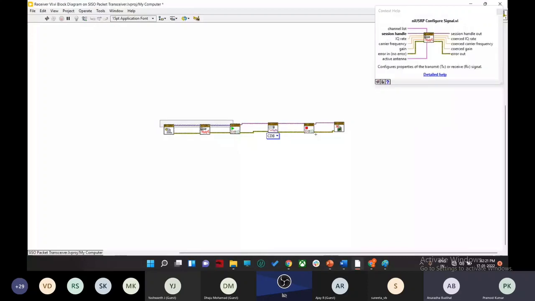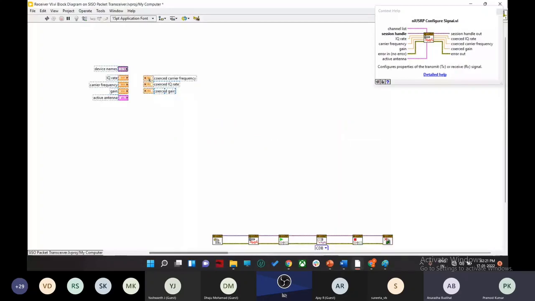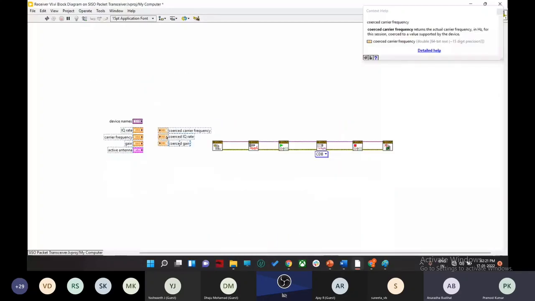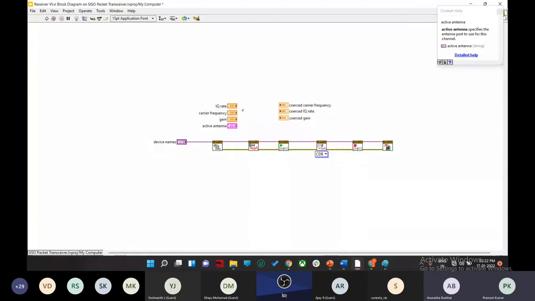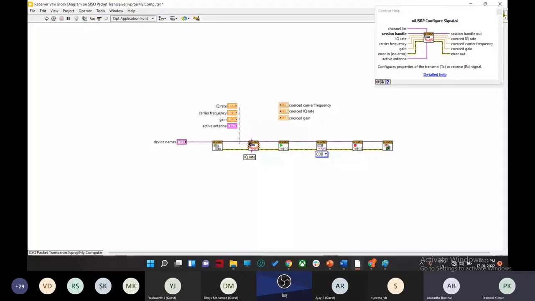We have already created the inputs and the outputs that need to be given to this. First, as you might have seen in the transmitter also, we give the device name, and then we configure the signals: the IQ waveform, the IQ rate, the carrier frequency that we want, and the gain of the received signal. If you want to increase the gain of the received signal, we can do that using this gain control. And then this is the coerced carrier frequency.